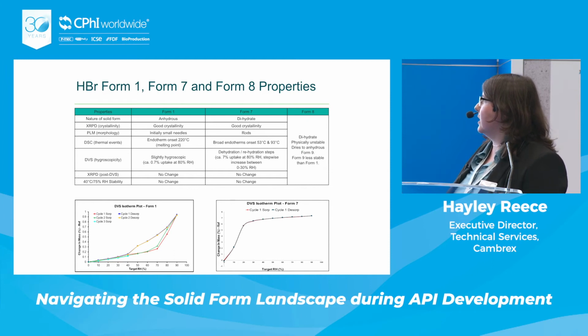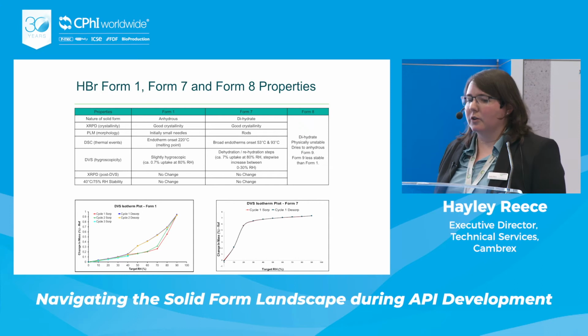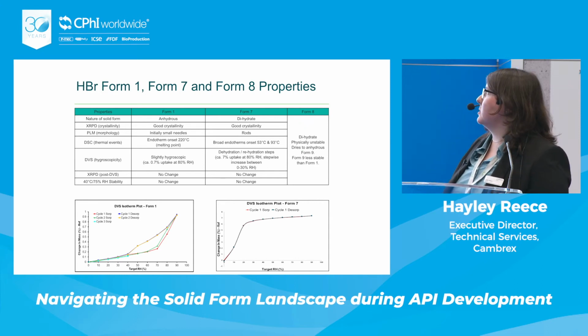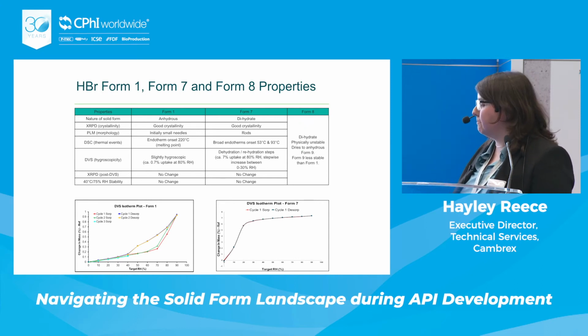And what we see here is that below 30% humidity, the hydrate starts to dehydrate. And at this point, we started to see it becoming amorphous. But the good thing is that we did now understand what the properties were for Form 7. Form 8 was less of a worry. It was not stable, so when taken out of solution, it was not stable. It turned to Form 9, which was another anhydrous form, but less stable than Form 1. So at this point, we had a good understanding of the 3 forms of interest for the API.